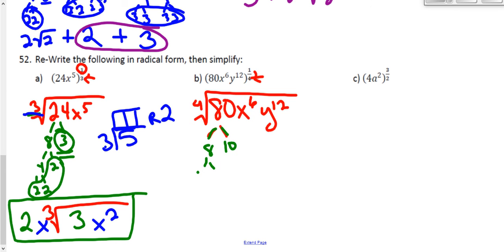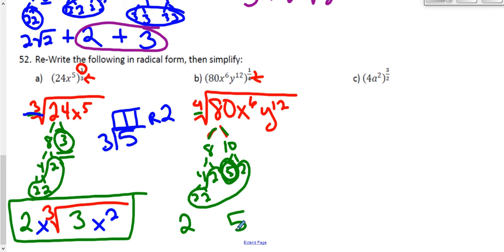8 is 4 times 2. 10 is 5 times 2. And 4 is 2 times 2. In order to bring anything out of this radical, I have to have 4 of them. So I have 1, 2, 3, 4 2's altogether. And this 5 is going to be stuck inside. So I already know that a 2 can come out, and a 5 is stuck inside.